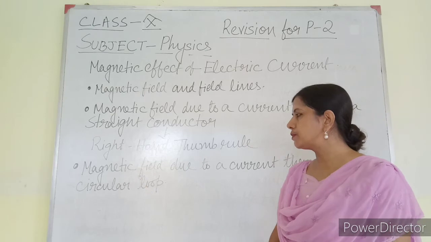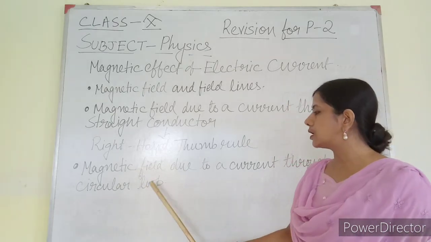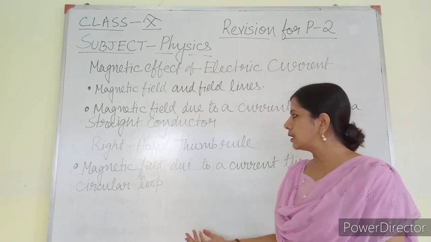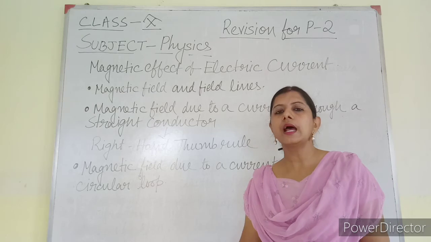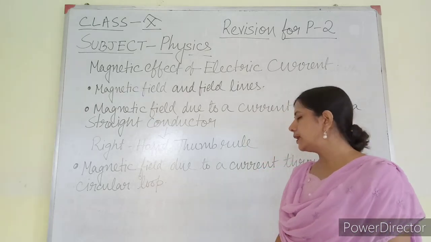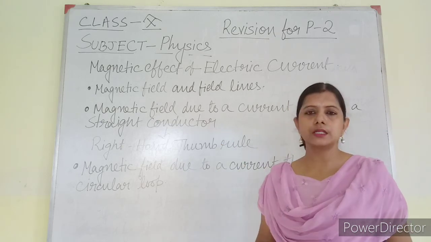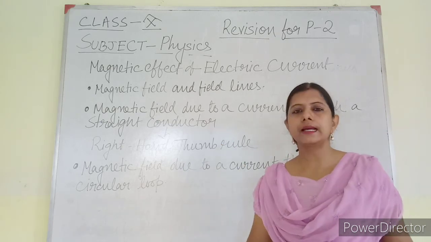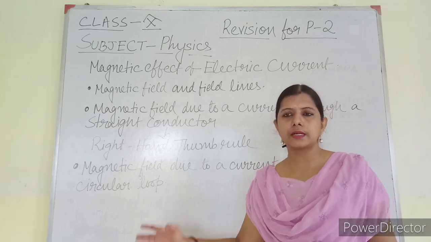And next you have to learn in this chapter the magnetic field due to a current through a circular loop. So you are learning the magnetic field due to a current in a straight conductor, and also the magnetic field due to a current in a circular loop. What is the difference between these two? What do the field lines look like? So these things you have to learn in this chapter, nothing else.